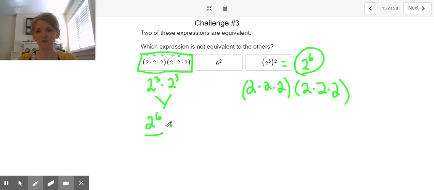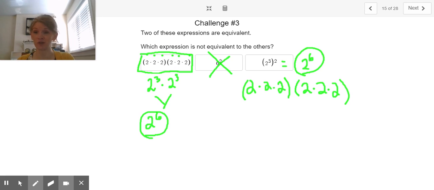I used a few different strategies here. I tried to make 6s. It didn't work. That one's not equivalent. And so I tried some other strategies. I expanded something. I simplified something. And I simplified even further to a single exponent. And multiple times along the way, I could see that those were equivalent.